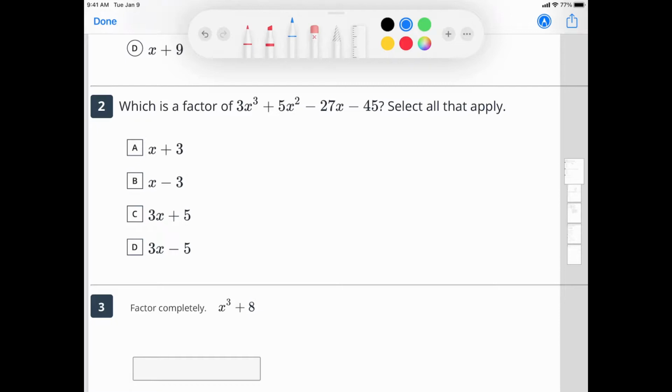Question number 2, which is a factor? Select all that apply. Let's count the number of terms. Do you see any greatest common factor there?